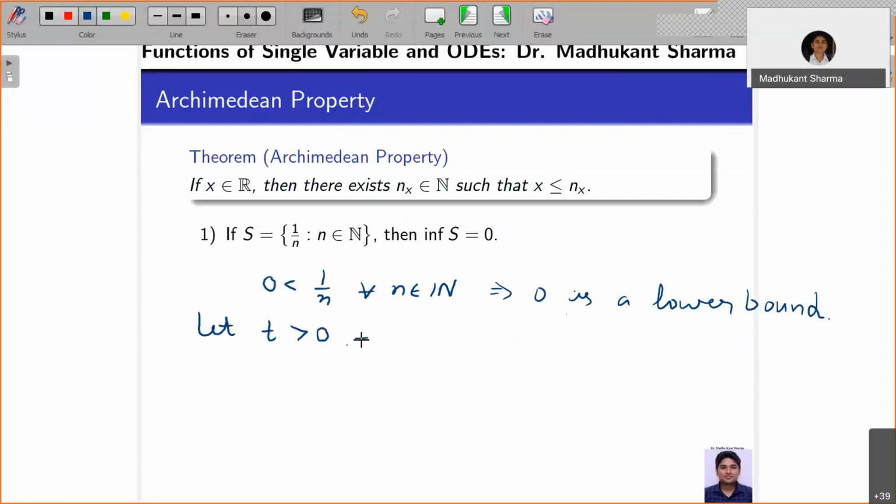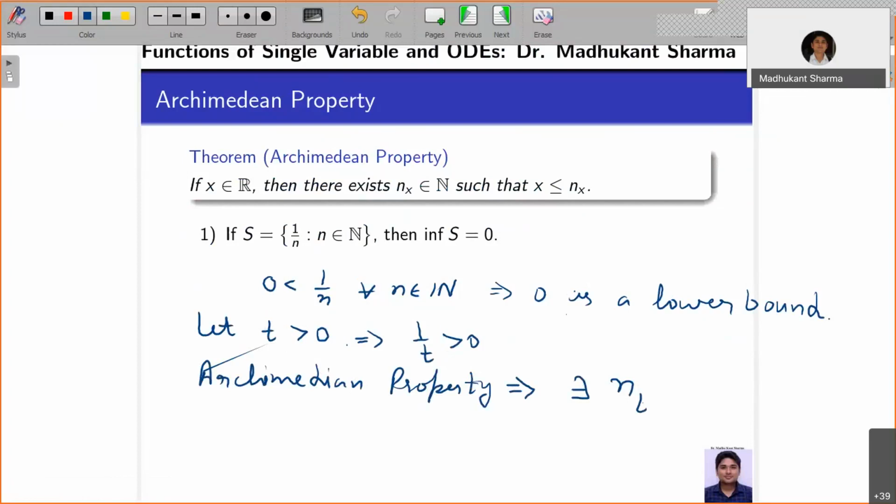So let t be greater than 0. This certainly implies 1 by t is also greater than 0. Now the Archimedean property gives you what? The Archimedean property implies there exists some n, certainly depending on this number, such that 1 by t is less than or equal to nt. So this tells you that 1 by nt is less than or equal to t.